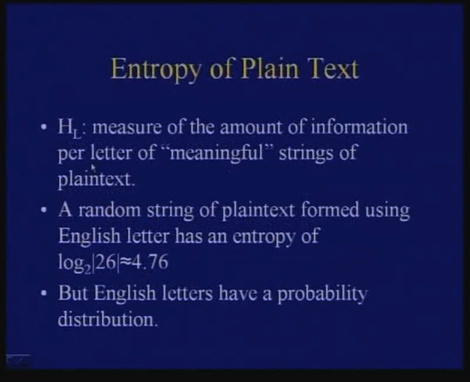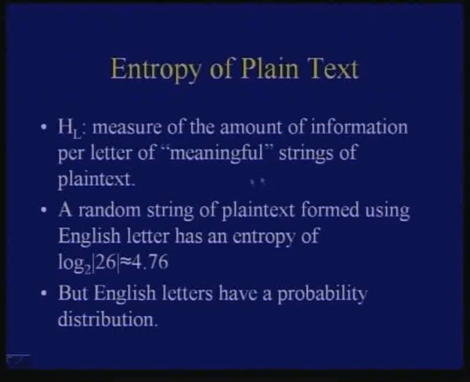So then we come to entropy, which we have already discussed. We will be using entropy to find a minimum bound, or lower bound, of the number of spurious keys. So consider H_L. H_L is used to measure the amount of information per letter of meaningful strings of plaintext. That is the definition of H_L.